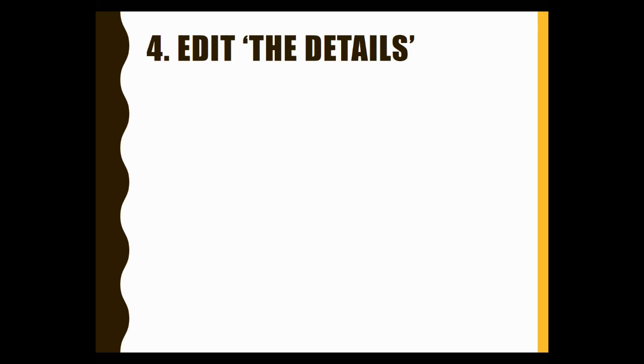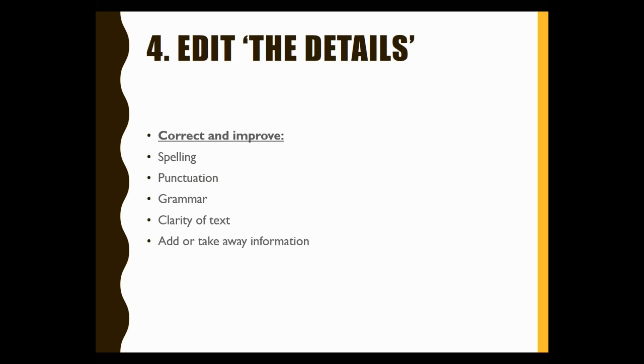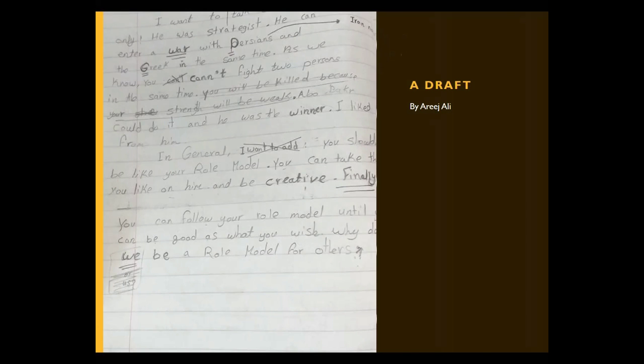And the fourth one is to edit the details. Correct and improve what? The spelling, punctuation, grammar, clarity of text. Add or take away information if you find something that is not appropriate or you'd like to add other things. Go for it. This is a draft, don't worry. Fix all these. This is a draft. As you see, the writer here makes a lot of changes, a lot of additions, deletions, whatever. You can see it.